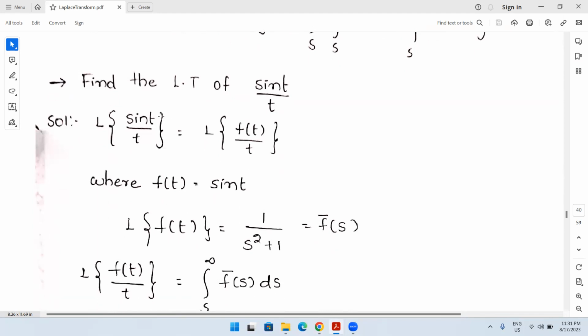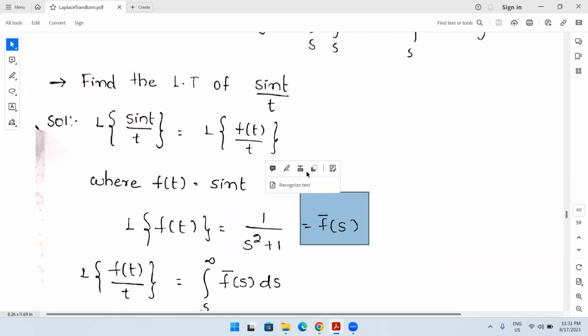In this first problem, we shall see: find the Laplace transform of sine t by t. Here we see the division by t. As in the previous theorems, in the first shifting theorem we just ignored e power at, and in multiplication by t we ignored multiplication by t. Here, division by t, so we just ignore this and take only sine t as f of t, and find its Laplace transform. That is L of f of t. Sine t Laplace transform, by direct definition, is 1 by s square plus 1, that is, we take it as f bar.